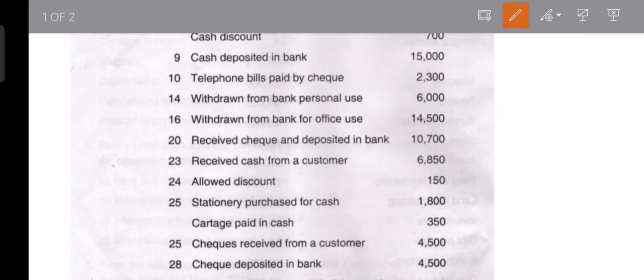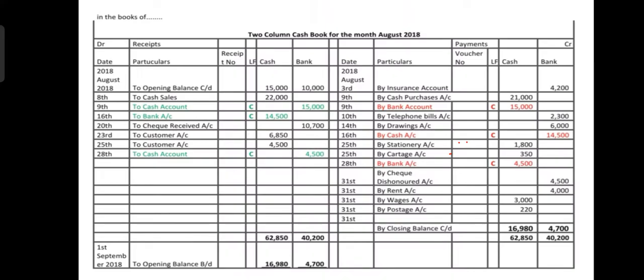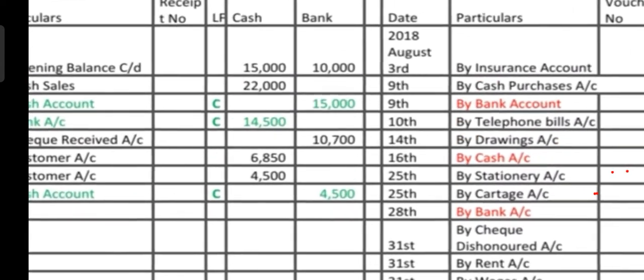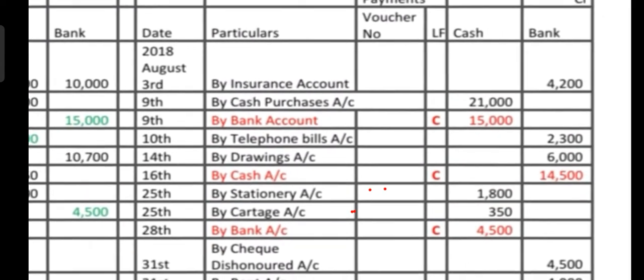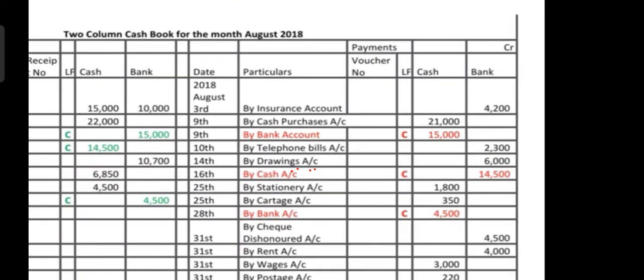Now go to the cash book. See there, on the 10th, and this happened on the 14th. So we are recording the transaction under the payment side. On the 14th, drawings account. How much? 6,000 rupees taken from the bank. This is the entry we need to make. So now come back to the cash book.